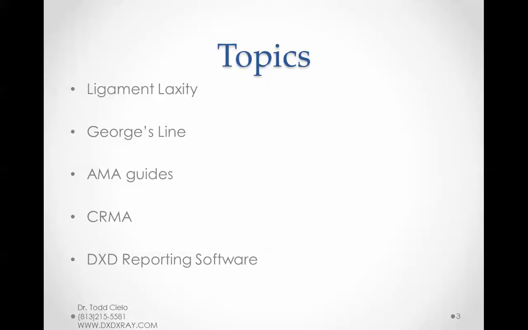The AMA guidelines, 4th, 5th, and 6th edition. There's subtle differences in all 3 of them. I'm going to be going over DRE differentiators to help you out from a subjective standpoint with the correlation of the objective findings, as well as where this ligament laxity helps you from a DRE category standpoint. CRMA, Computed Radiographic Mensuration Analysis. This is what the insurance companies recognize ligament laxity analysis as. Big fancy word that simply means everything is being measured from a computer standpoint.